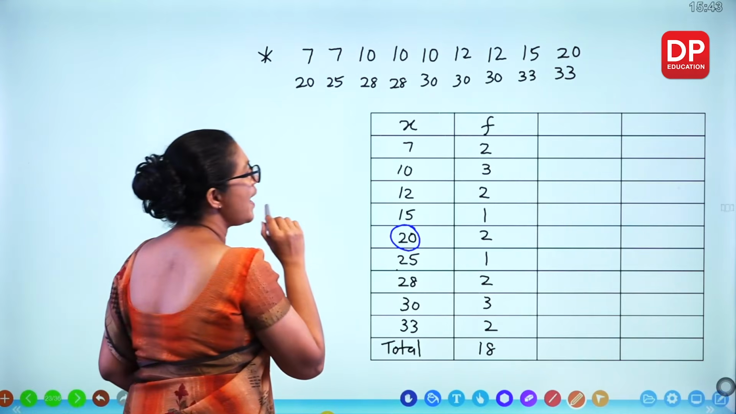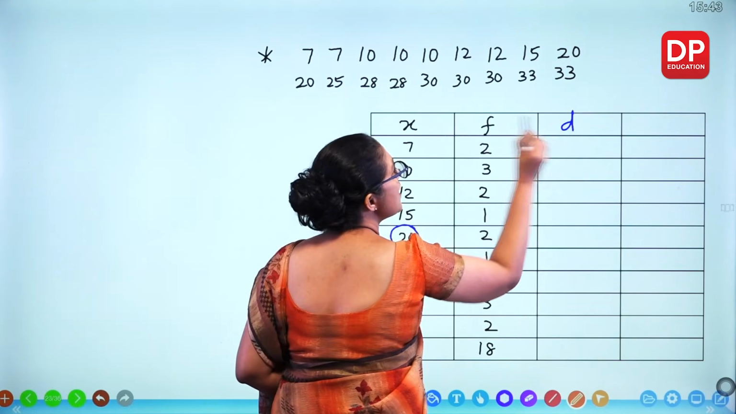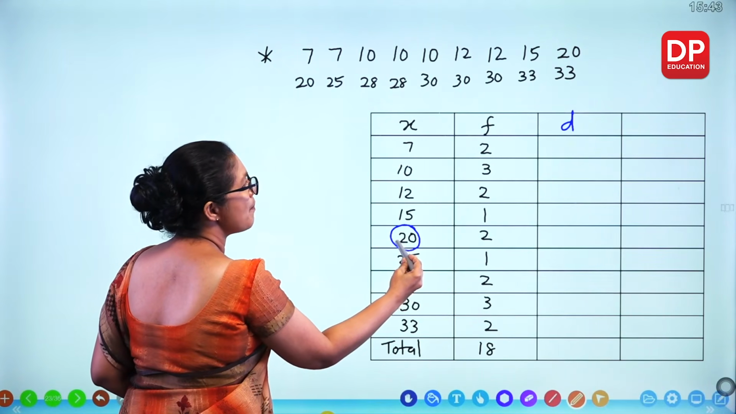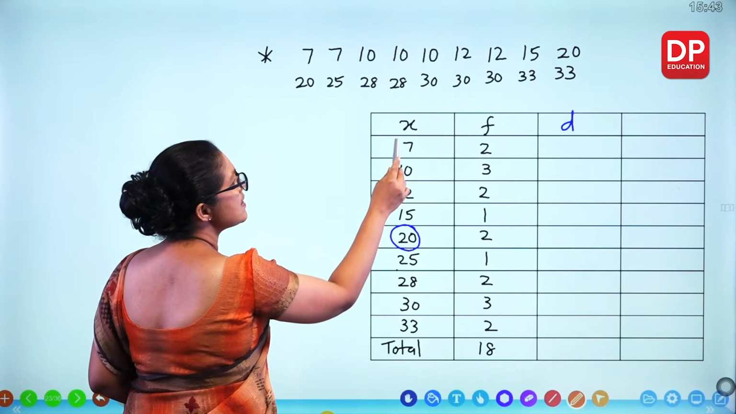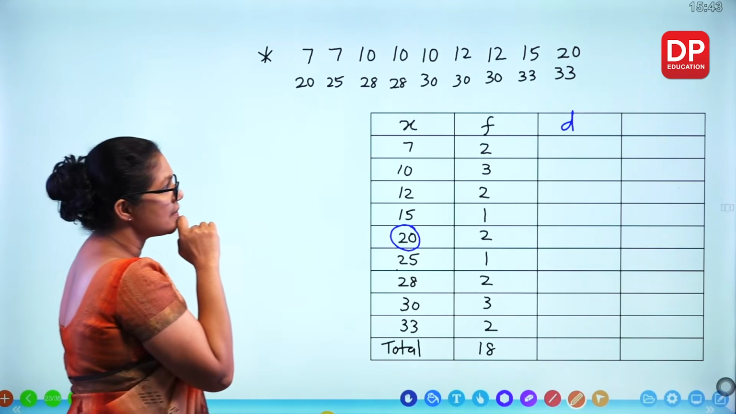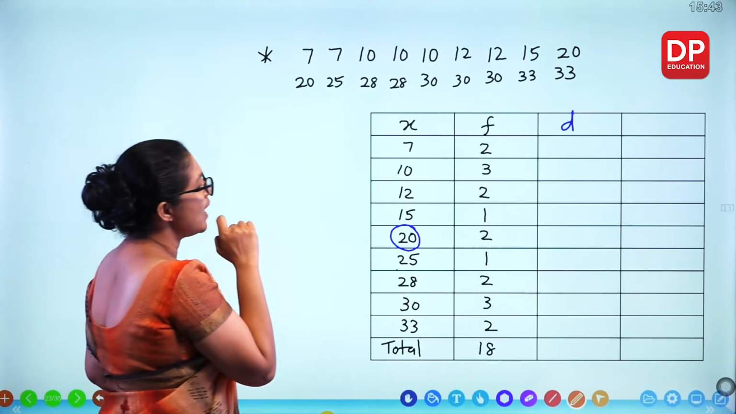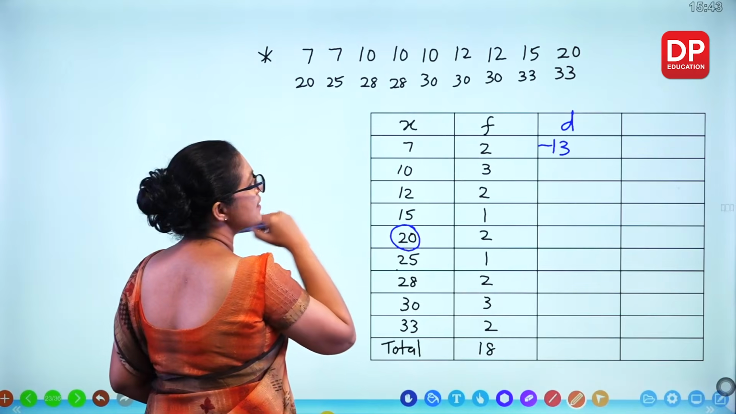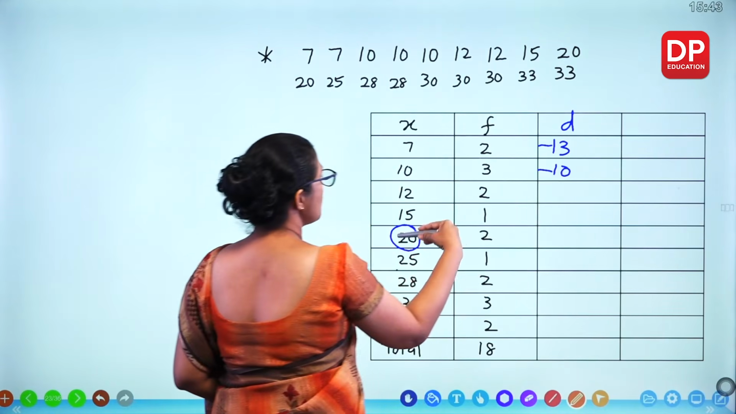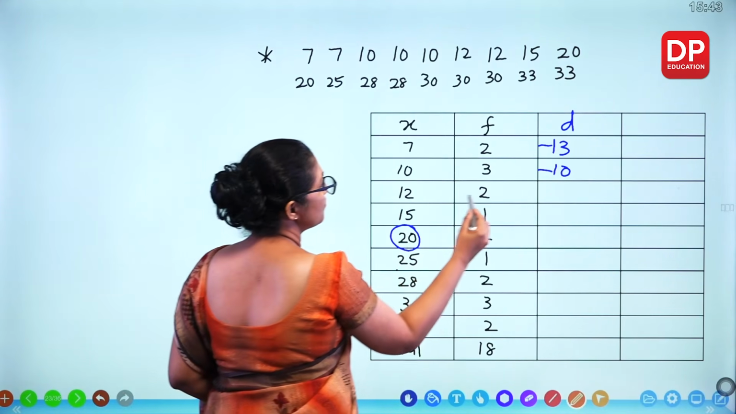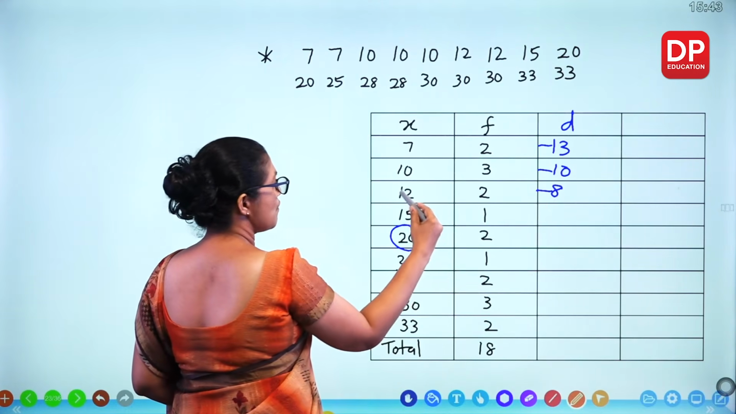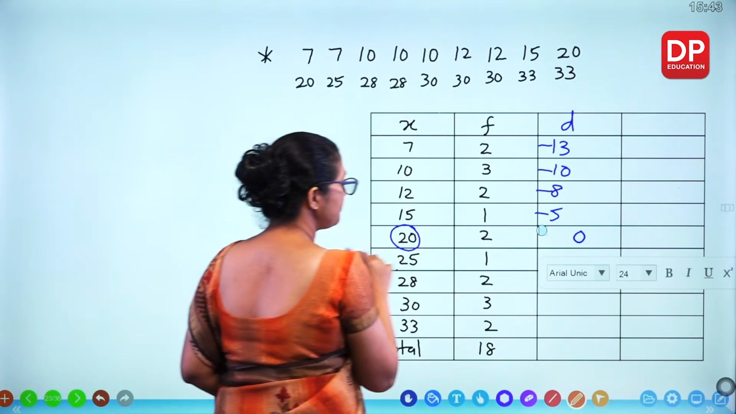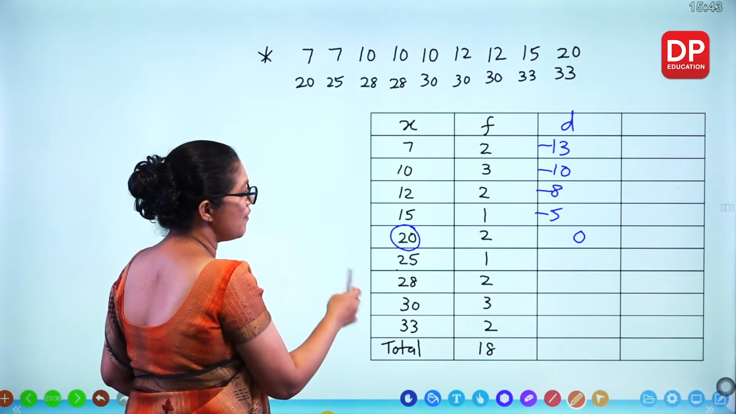This is the assumed value. Now you have to create D. D is the deviation. How can we create D? You compare with this number. 20 and 7, what's the deviation? You get minus 13. 20 with 10, minus 10. 20 with 12, minus 8. 20 with 15, minus 5. Here you get 0. Now compare the higher values.